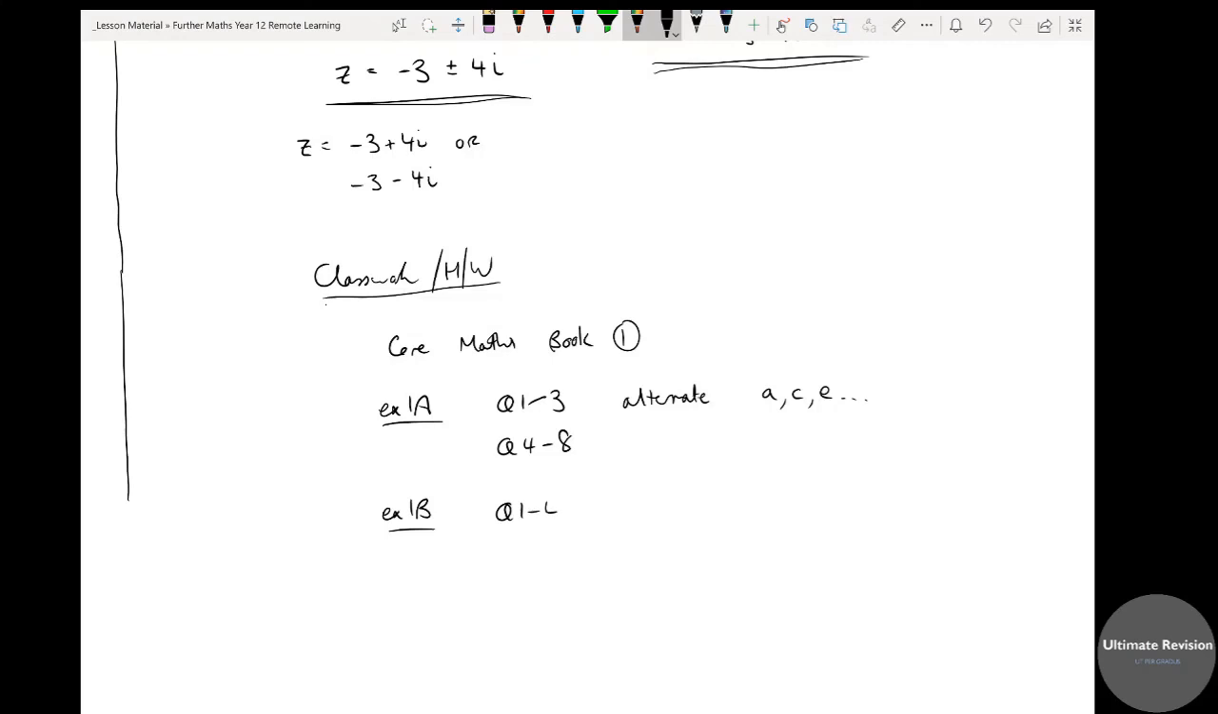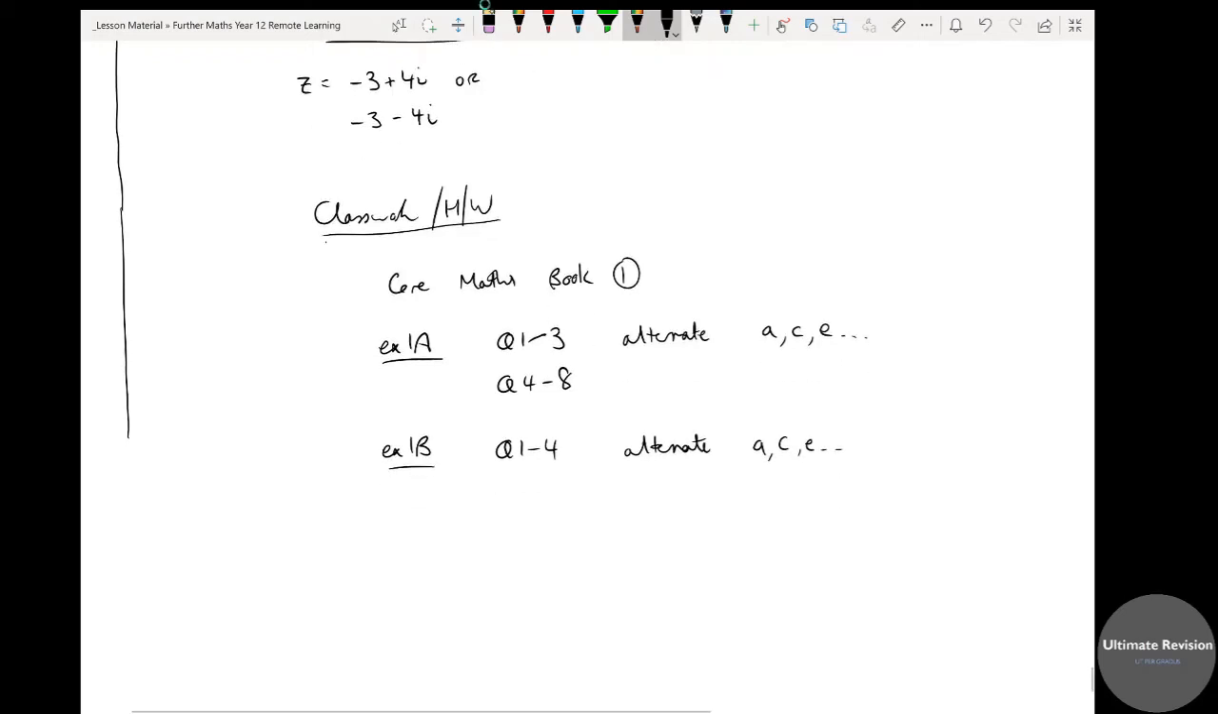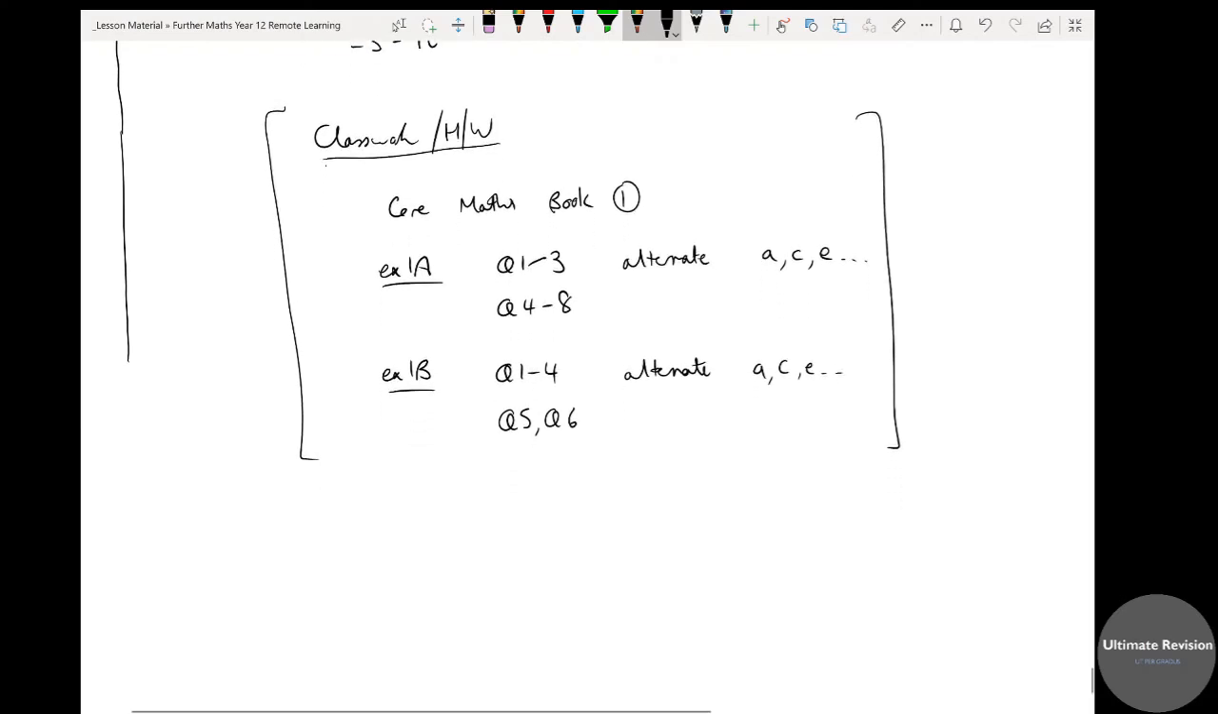Again, questions 1 to 4, I want you to do alternate. So A, C, E, etc. And then the whole of question 5 and question 6. It might seem like a lot, but that's not that much. They're quite quick questions to do. Okay, that's it for today, guys.